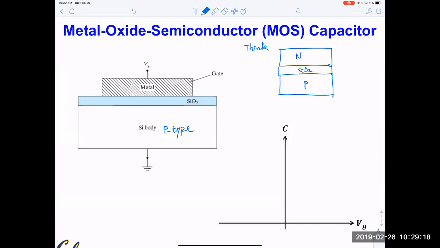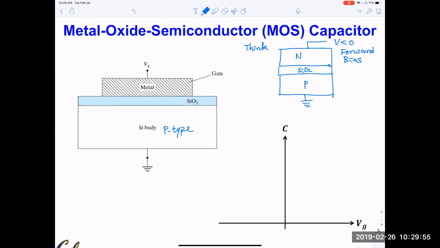Let's think forward bias direction. In forward bias, we will apply a very negative voltage, since P is ground, right? So we apply negative voltage to the N side. This is reverse bias. Sorry, forward bias. I'm confusing myself. So this is forward bias.